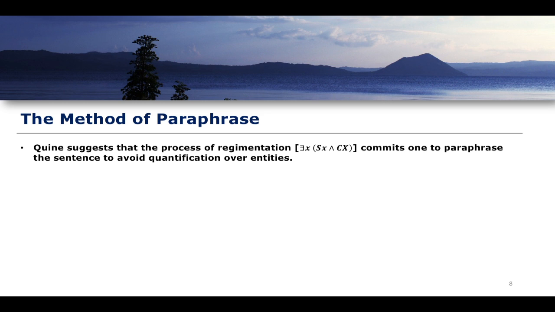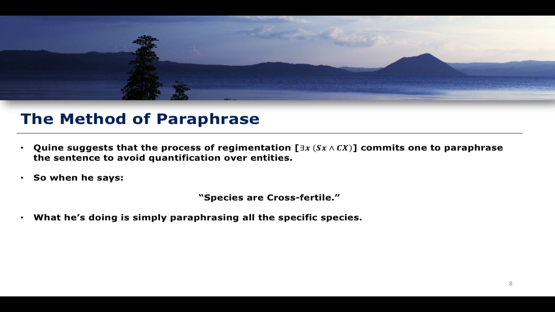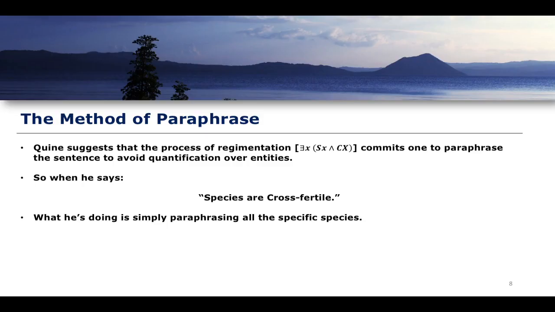to avoid quantification over entities. So when he says that there are some species which are cross-fertile, okay, what he is simply doing is paraphrasing all the specific species, okay? And the point of reference that we have, therefore, is not necessarily to do with the fact that we're talking about the species, we're talking about the idea of cross-fertility. It's a little bit of a slippery method.